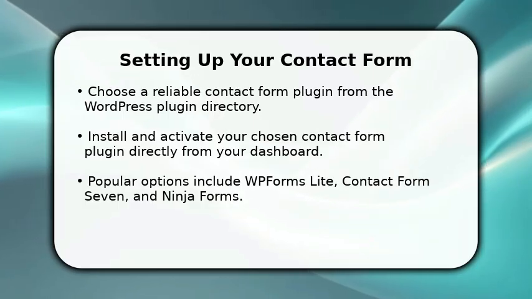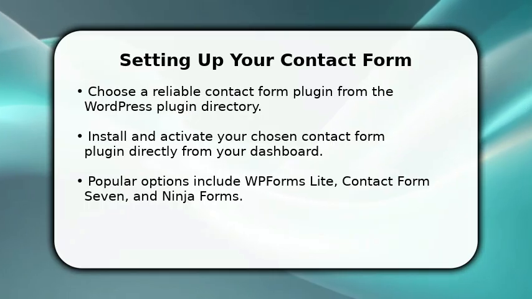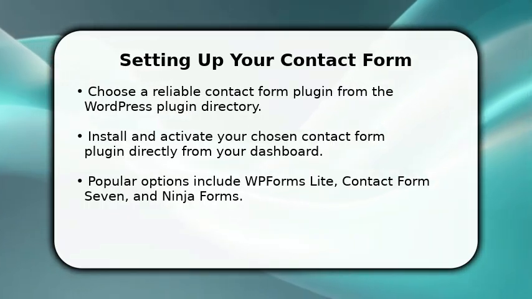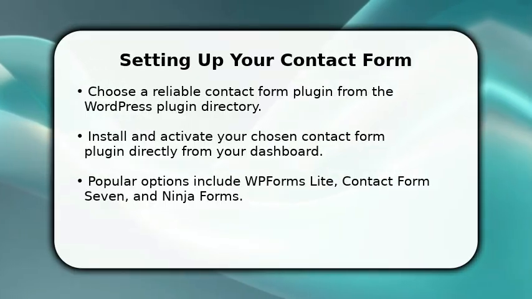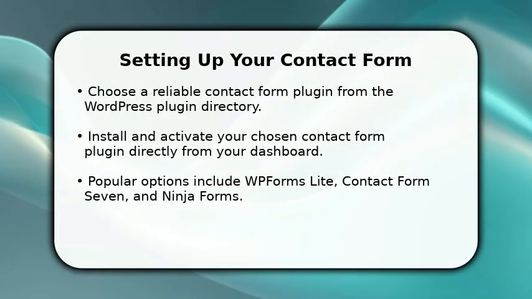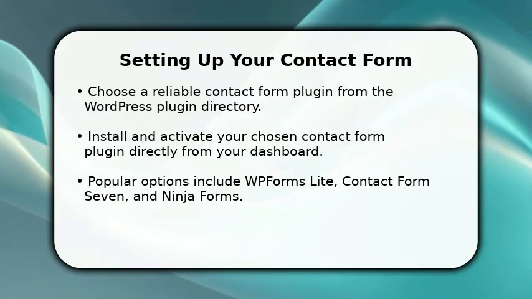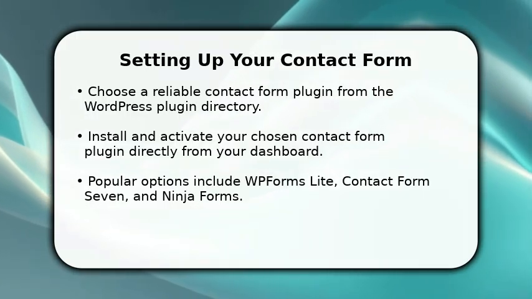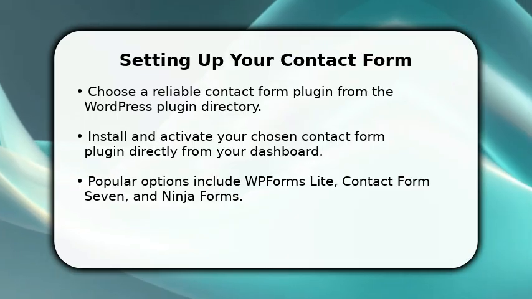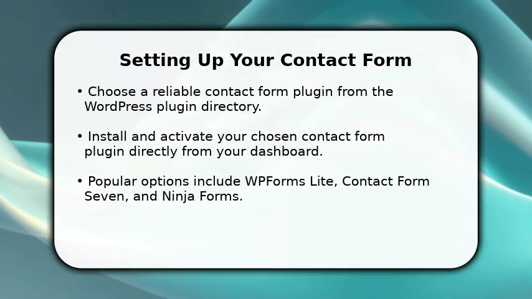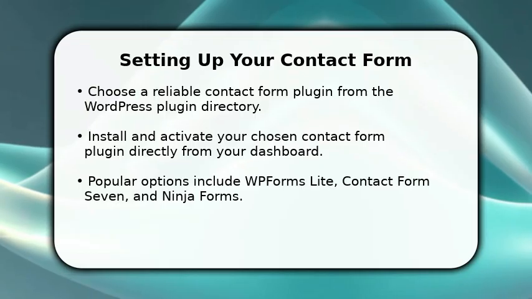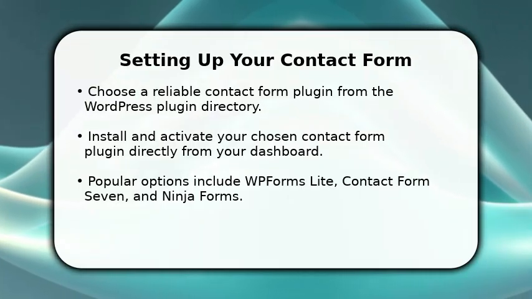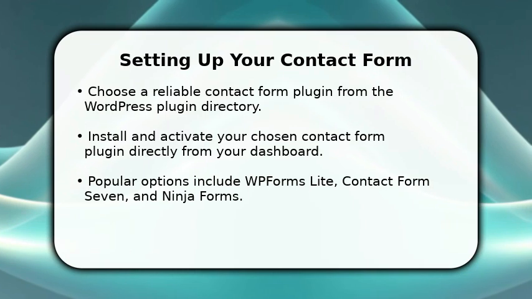In this video, I will show you how to set up a WordPress contact form. First, you'll need to select a reliable contact form plugin from the WordPress plugin directory. There are many excellent free options available, such as WPForms Lite, Contact Form 7, or Ninja Forms. Once you've made your choice, simply install and activate the plugin directly from your WordPress dashboard. This initial step is crucial for getting started with your new contact form.